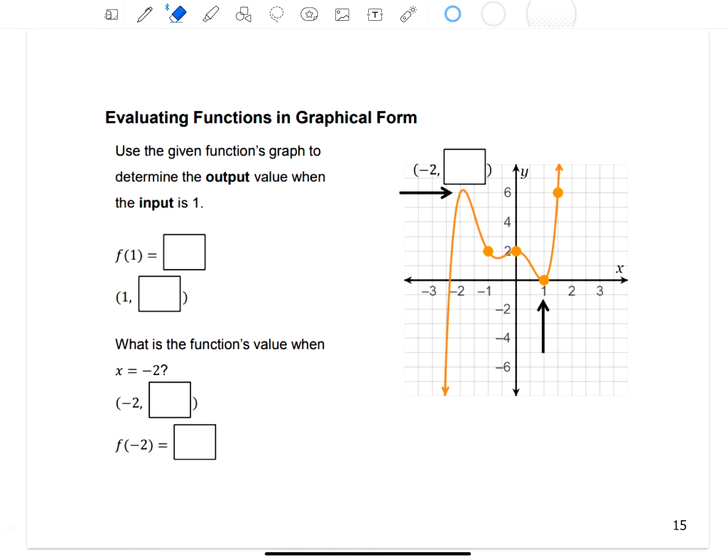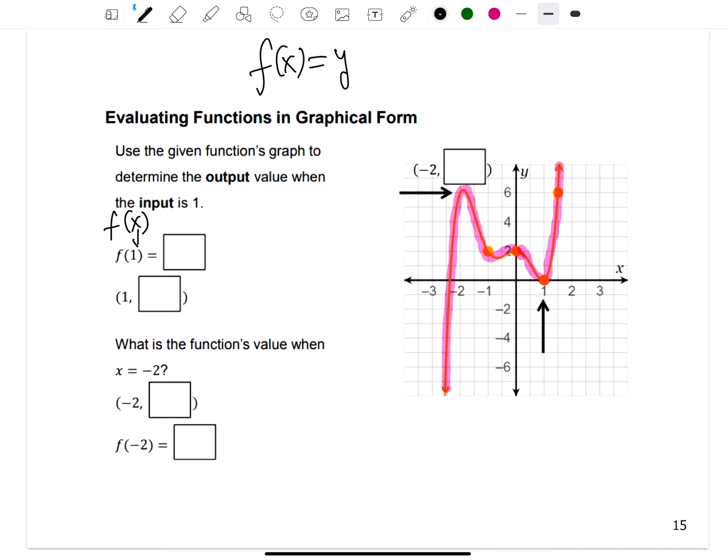Evaluating functions in graphical form. So here we're given a graph of a function, and we want to evaluate this function for some values. f of 1 equals what? Remember, f of x and y are the same thing. They can replace each other. So I'm looking for, when x is 1, what is the y value? Because this is f of x. So when x is 1, what is y equal to? y is 0. That means (1, 0) is a point on the graph.